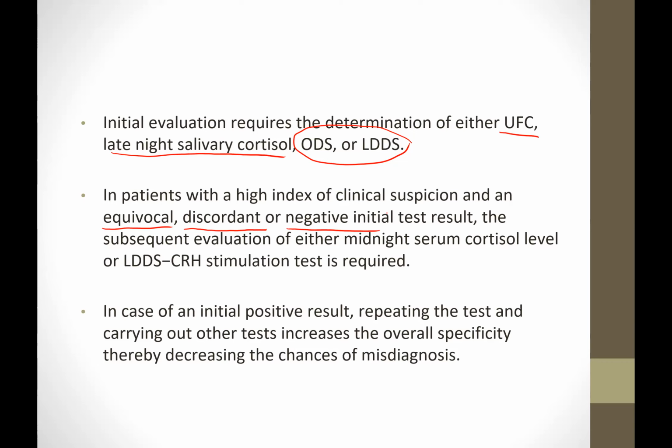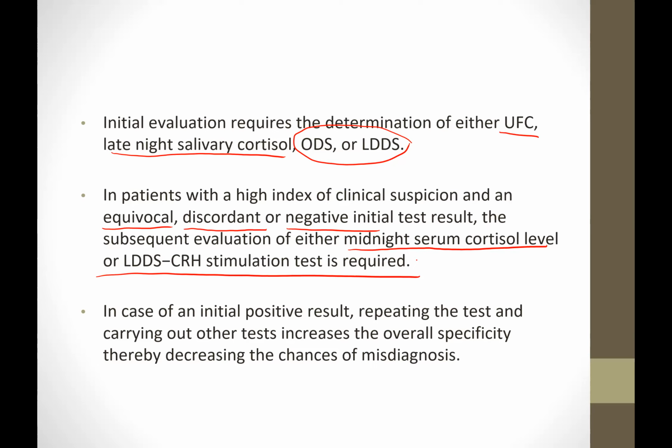3 types of results can occur when you do 2 or 3 tests. One is discordant, one test is showing positive, the other test is showing negative. Equivocal means they are just borderline, neither this side nor that side, nor negative. Then what do you do? Subsequently, you do a midnight serum cortisol level or LDDS with CRH stimulation may be required. Or ODS and LDDS also can be done if you have not done them as a first level of test.